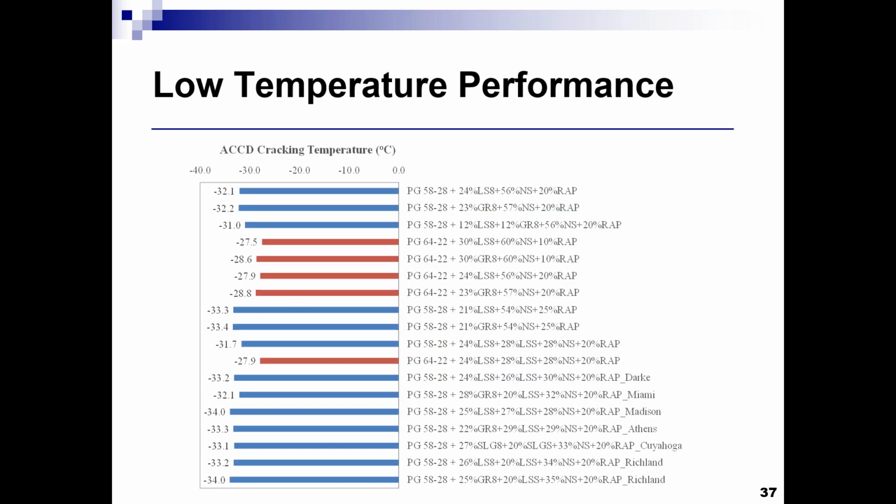And in this slide, I'm showing the effect of the different PG grades on the low temperature performance of the asphalt mixture. In here, I'm really showing it for a much larger number of asphalt mixes. But if you look at these test results, you can notice that basically the low temperature cracking measured using the asphalt concrete cracking device was mainly affected by the type of the binder in the mix.